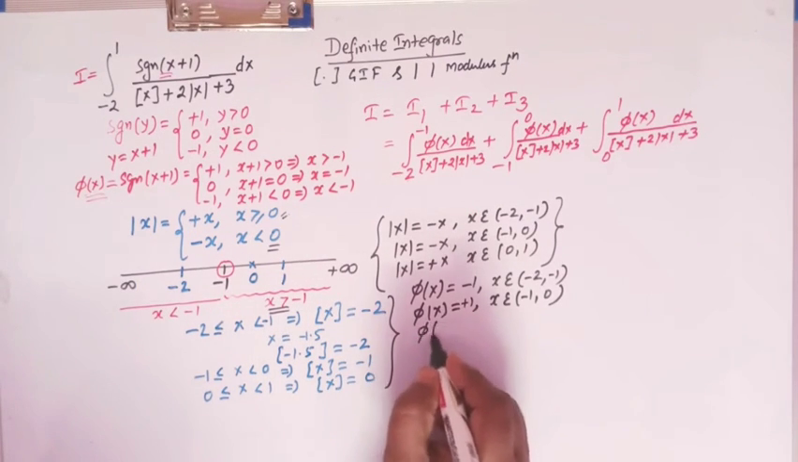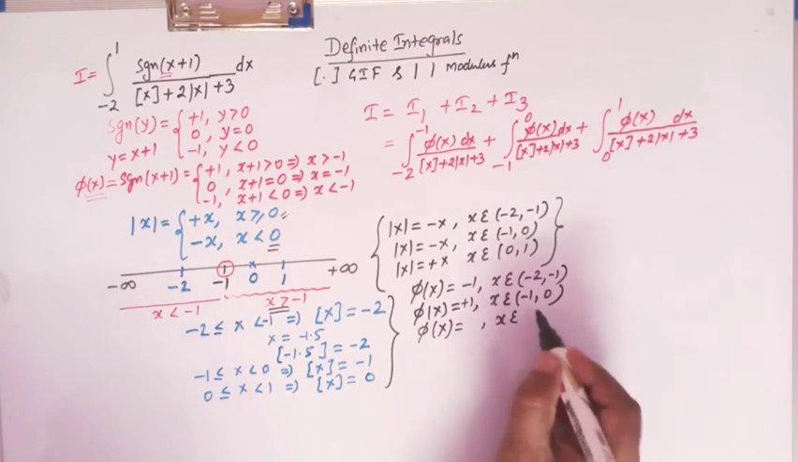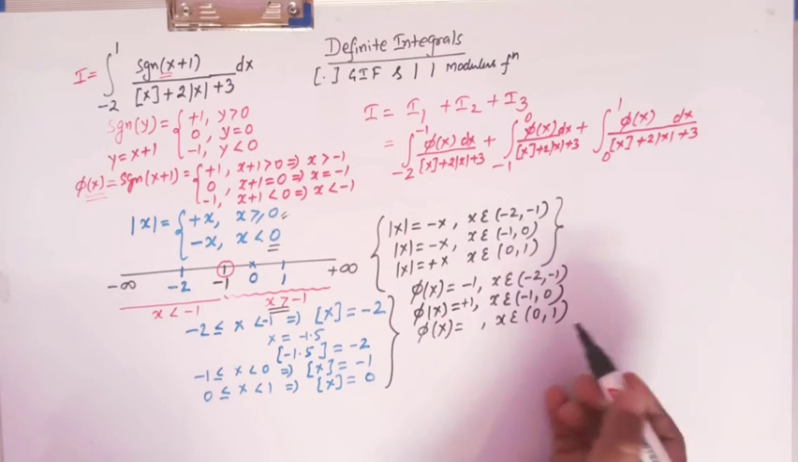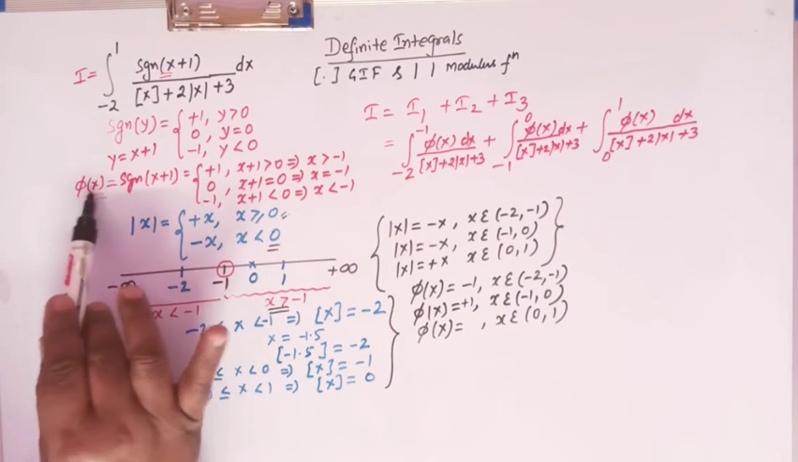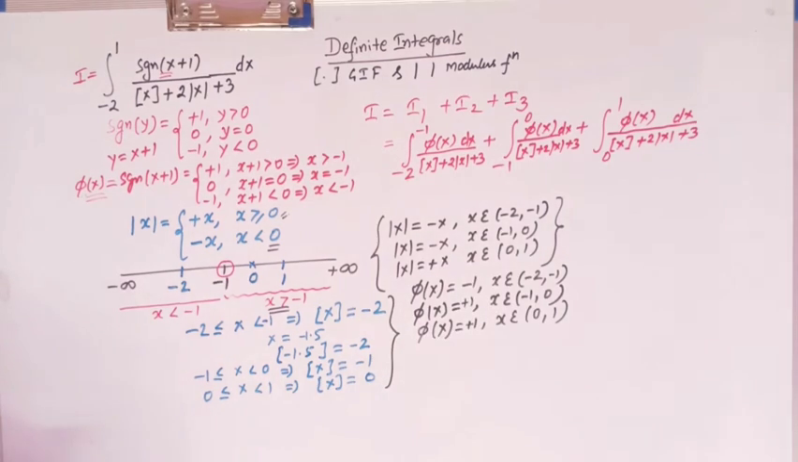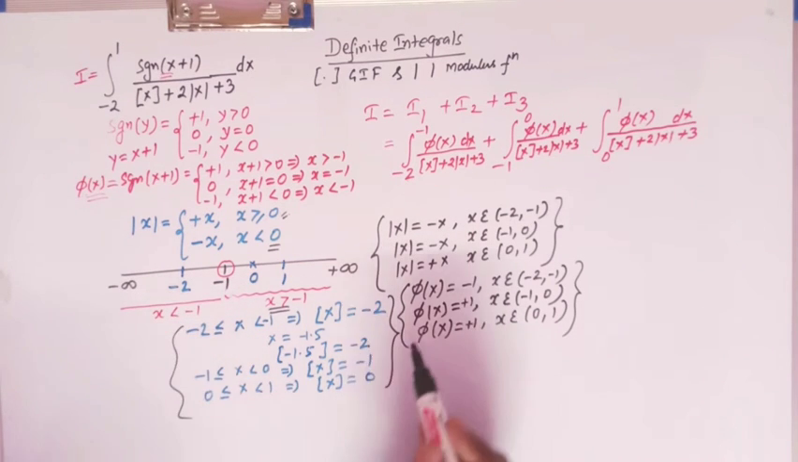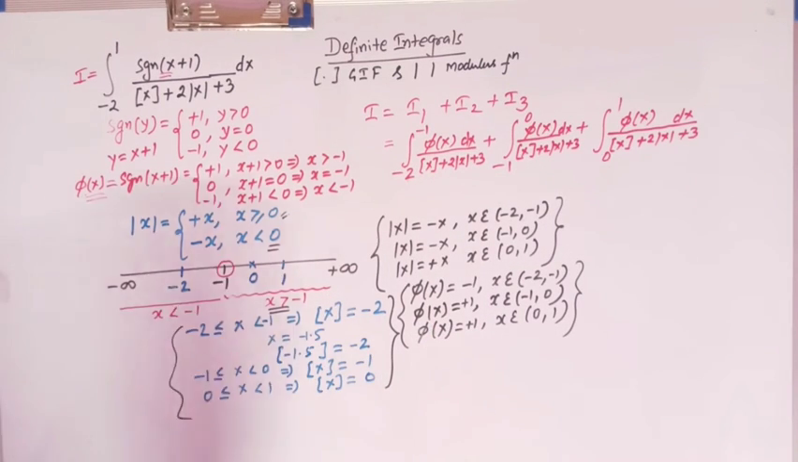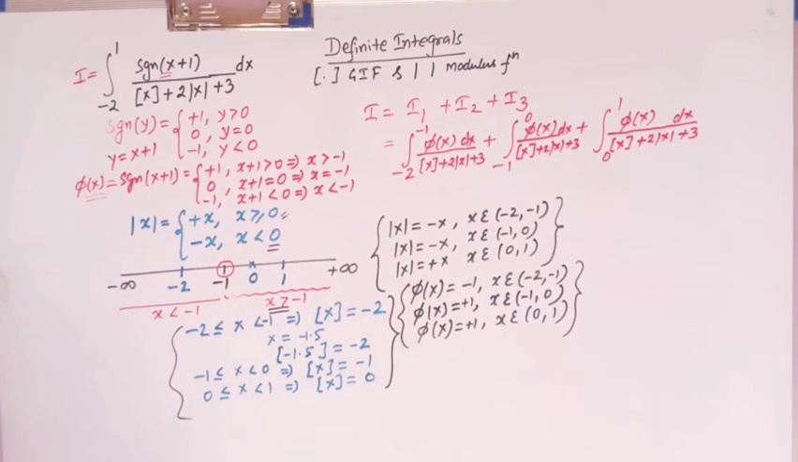And whenever the value of x lies between 0 and 1, then obviously all the values of x are greater than -1. So again we have the value of the signum function as plus 1, right? So now once we have established the values of the signum function, absolute value function, and the greatest integer function in the given interval, we can easily integrate these functions.